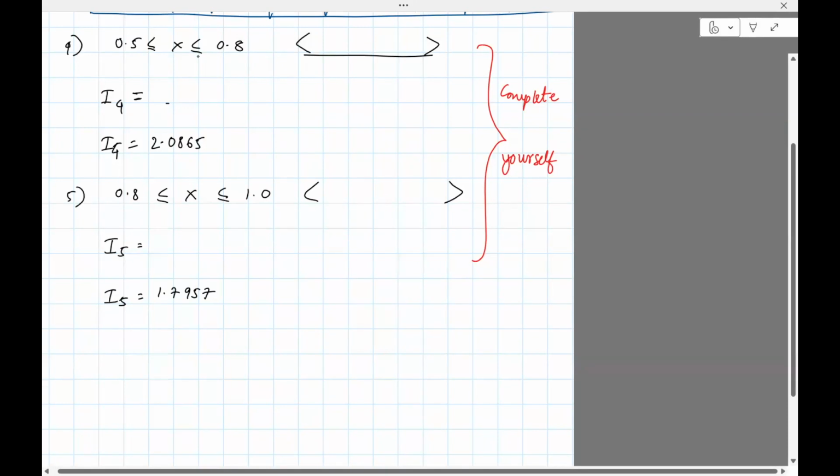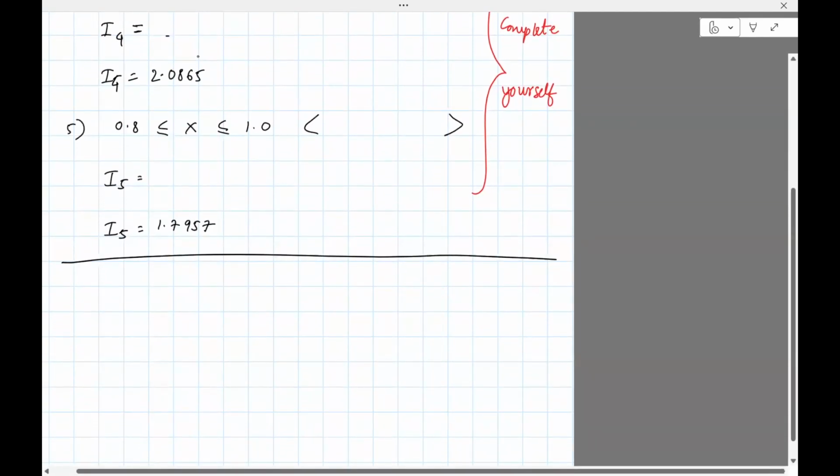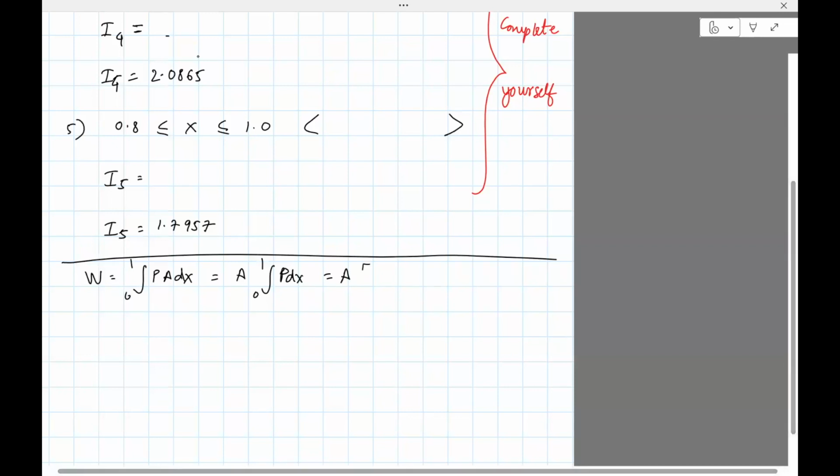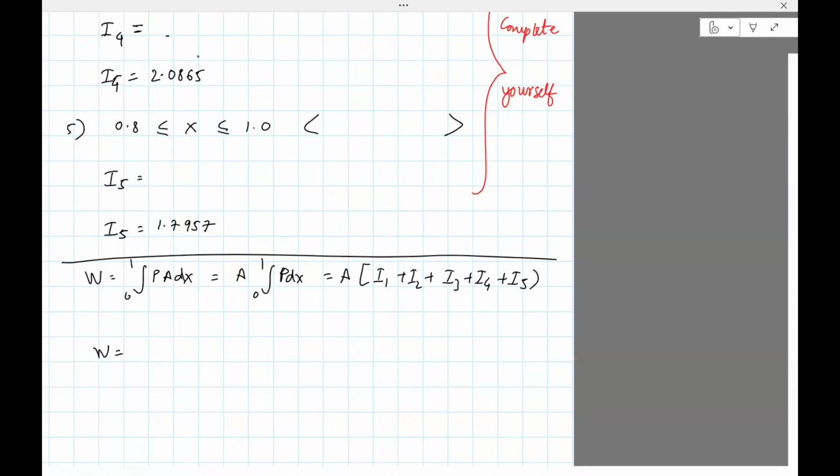So we've got the five integrals. Now we just need to compute the area. What we were after is the work done. Let me write it down that way. The work done is the integral from 0 to 1 of P A dx, but we can pull out A, it's a constant, so it's A times the integral of P dx, which is the sum of all the five integrals. So the work done, if you put in the values, which are just right over there, the different integrals, you get 3.1393.